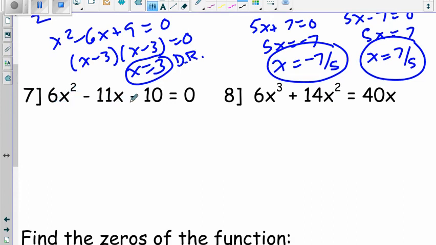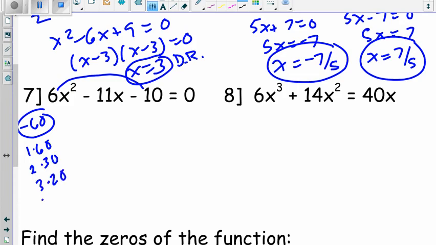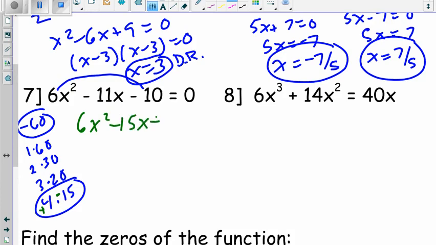On problem number 7, let's take a look. We don't have a greatest common factor because 6 doesn't have any of the same factors as 11. So we're going to do this. We might have to do this our grouping way. So I'm going to multiply those together so I get negative 60. And let's think about the factors of negative 60. So 1 and 60, one of them is negative, 1 is positive, 2 and 30, 3 and 20, 4 and 15. That's going to work. And in order to get a negative 11, that has to be a negative. That has to be a positive. So we're going to go 6x squared. Doesn't matter which order we put these in, just make sure the signs come along with it.